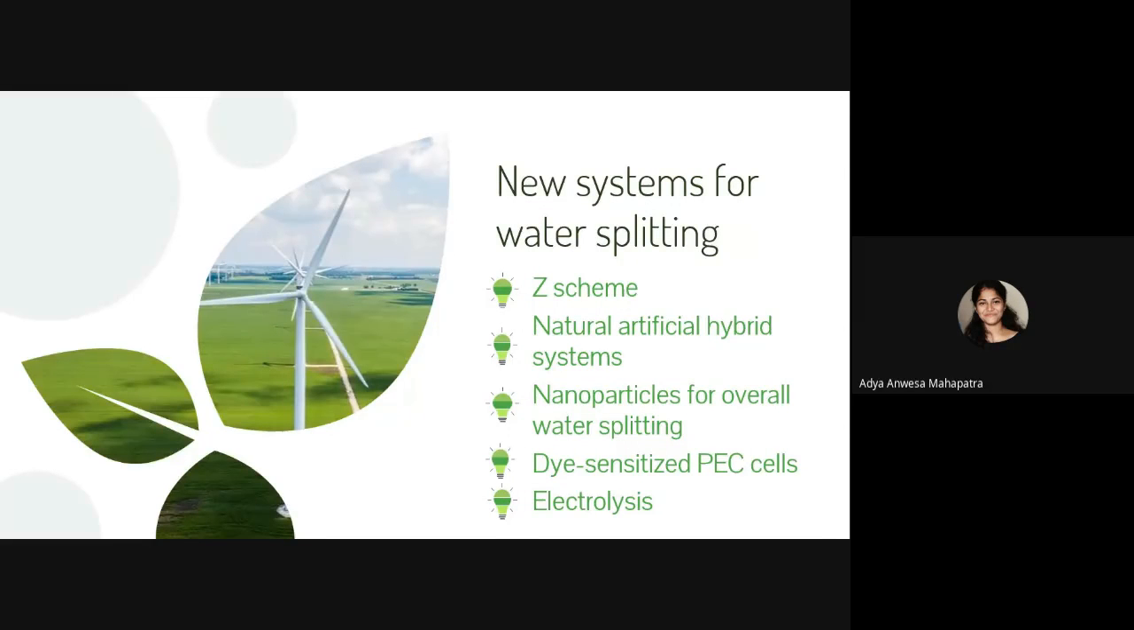Okay, so that marks the end of techniques that can be used to enhance the water splitting process. Now let us move on to the final part of my presentation. Here I'll tell you about a few water splitting systems that are practically in use now. I will talk about Z-scheme, natural artificial hybrid system, nanoparticle system, dye-sensitized cells, and electrolysis. Of course, this list is not exhaustive and there are many more systems in use, but we will focus on these five systems for today's presentation.